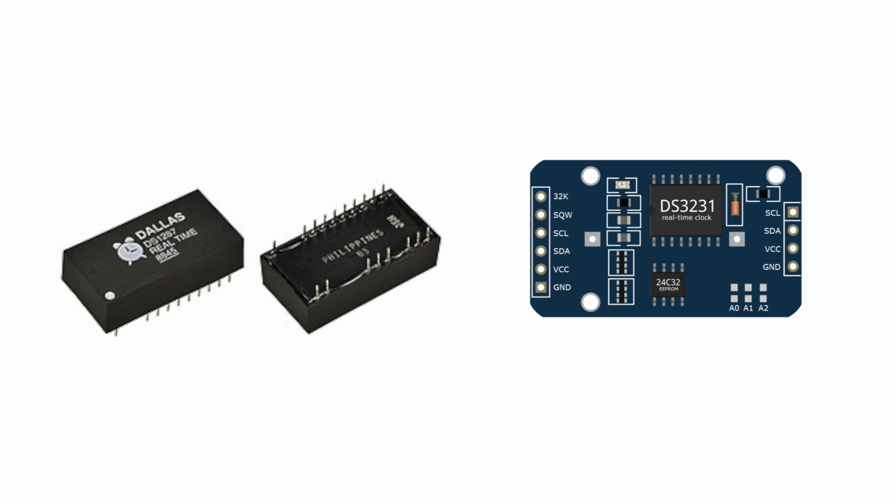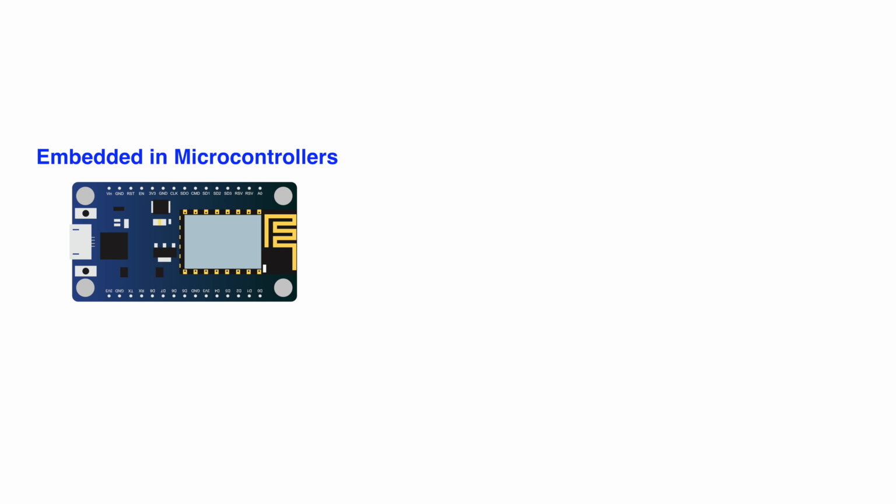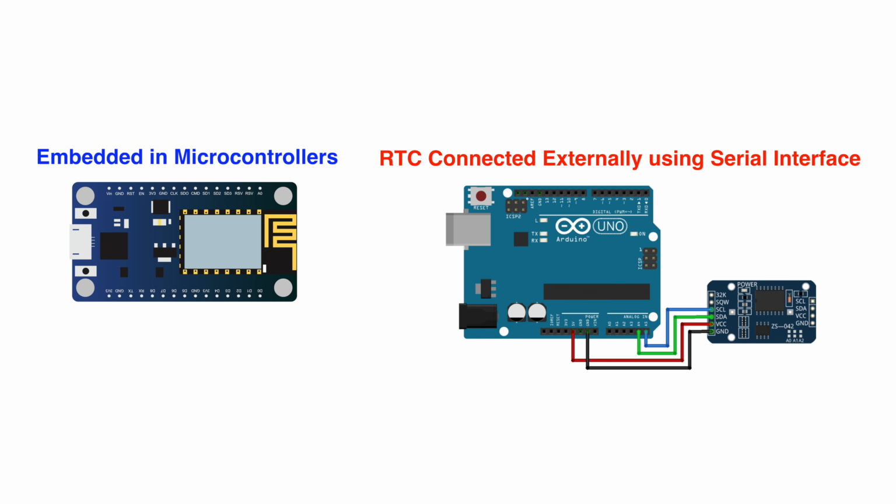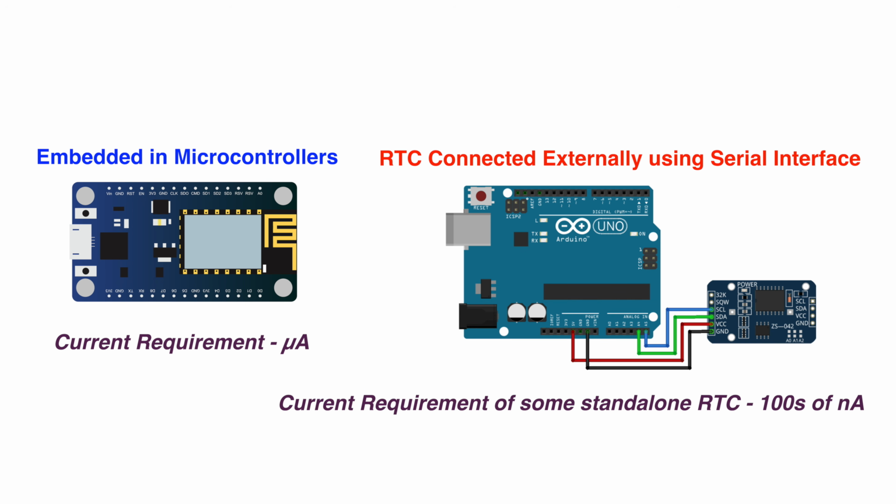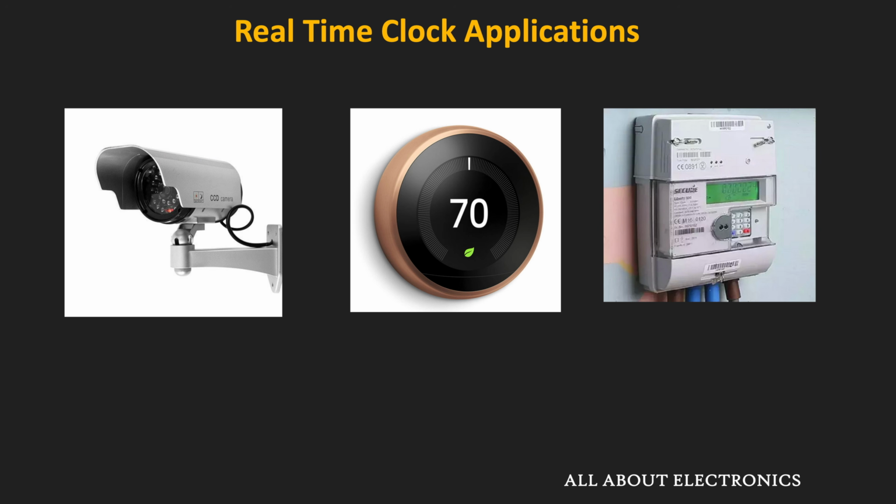And that is why this RTC is used in most of the applications where we need to keep track of the time. These RTCs can be built into the microcontroller or the microprocessor, or it can be connected externally to the controller via the serial interface. If you see the built-in RTCs in the microcontroller, then typically the current requirement for this timekeeping function is in the microamperes. While the operating current for the standalone RTCs is typically in the nanoamperes. And that is why they are very much suited for battery operated devices.